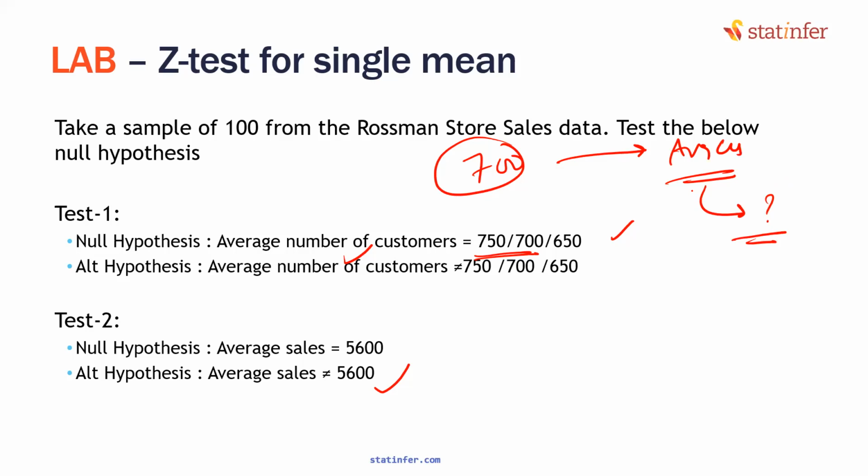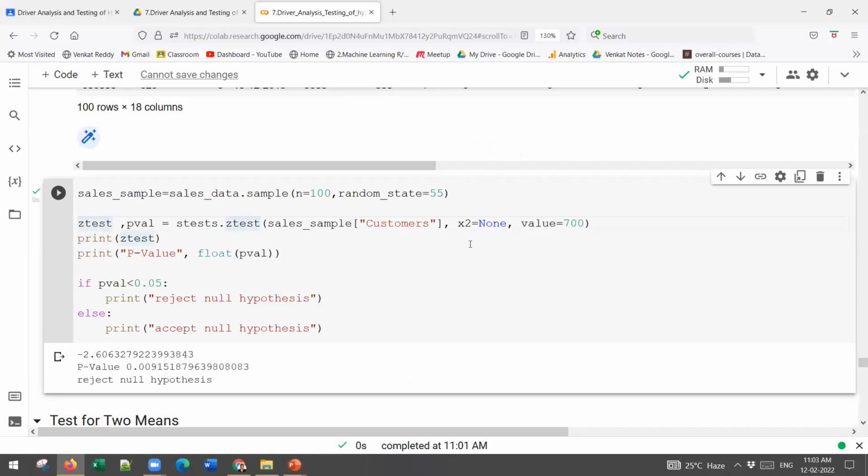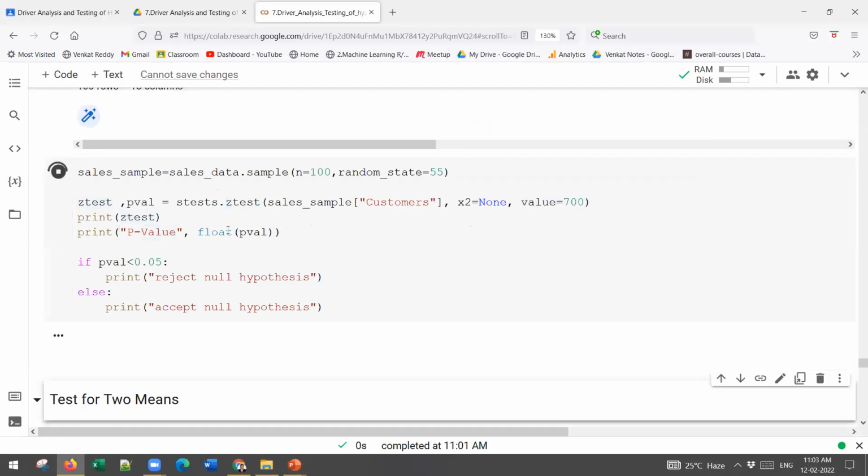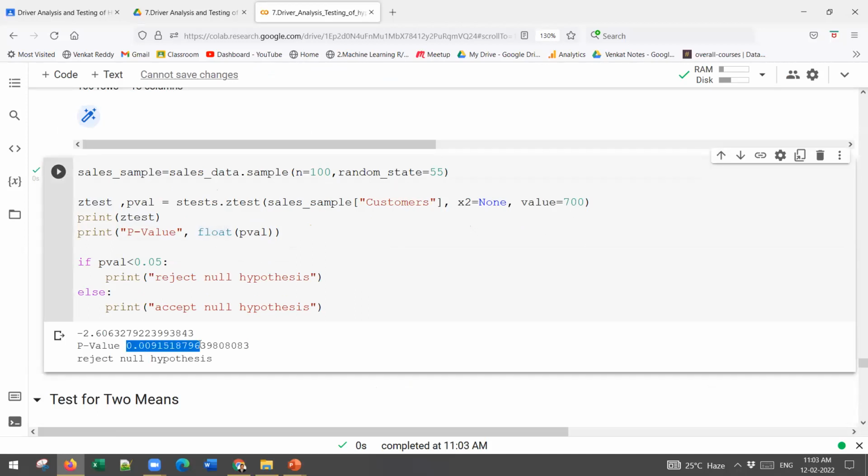So if we want to do that, take the value 700 and then get the test values, get the P value. P value is very less. All of you think in this direction. P value is very less. Immediately what should we think? P value very less than 0.05. What is the next chain of thought that we should get?